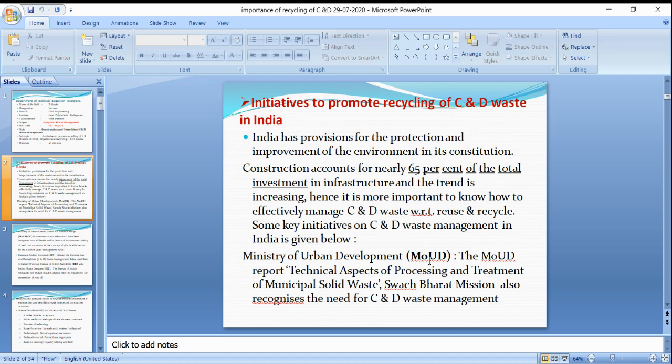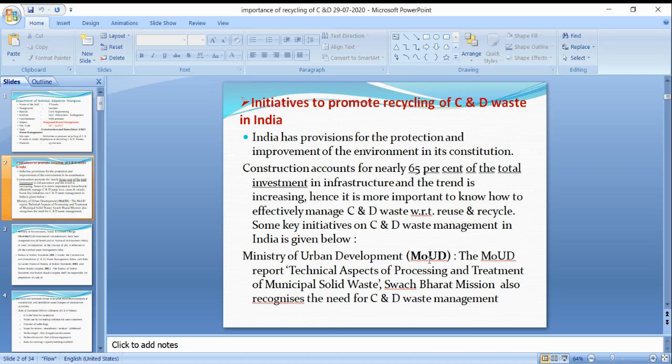Some of the departments will look after this. The first one is the Ministry of Urban Development, that is called MOUD. What they will do is prepare a report on technical aspects of processing and treatment of municipal solid waste. This ministry will look after all the treatment processes of municipal waste and also C&D waste. In this part it was called the Swachh Bharat Mission. We have already seen that Swachh Bharat is there, and that also recognizes the need for C&D waste management.